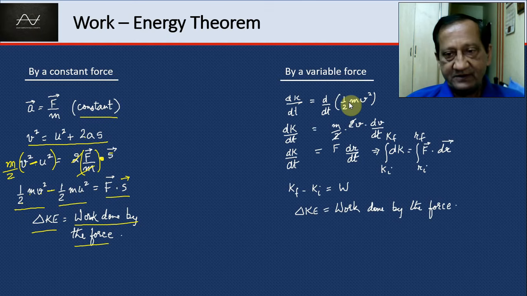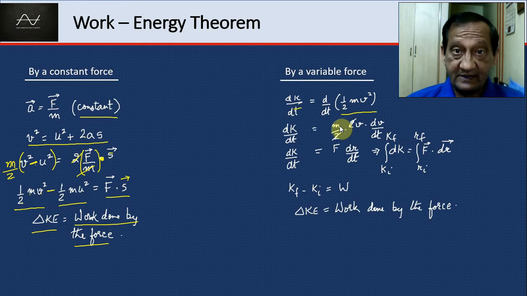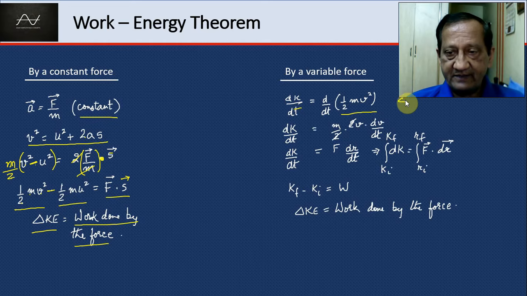Let's take a variable force. Variable force, kinetic energy is half mv square. So I write k as half mv square. If I say the rate of change of kinetic energy, that is kinetic energy by time, and that rate is actually written as delta k by delta t in differential form.